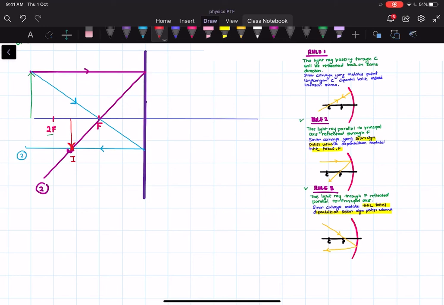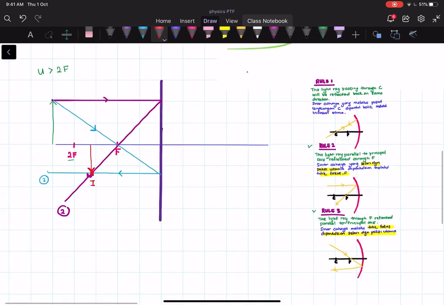Now class, from here, what are the characteristics of the image? The first one, is the image formed upright or inverted? Of course, if you look here, the arrow previously was facing upwards. Now the arrow is facing downwards. Therefore, what is going to happen? The first characteristic, the image formed is inverted.